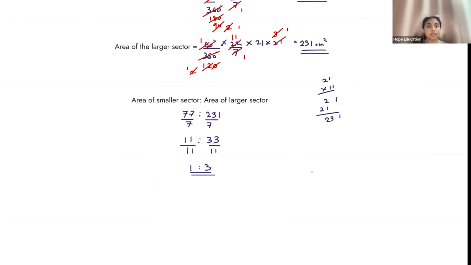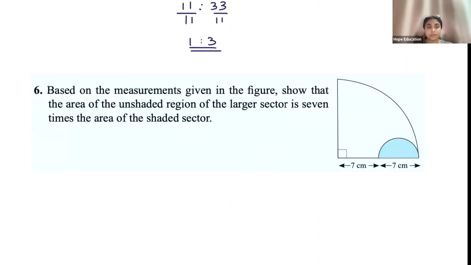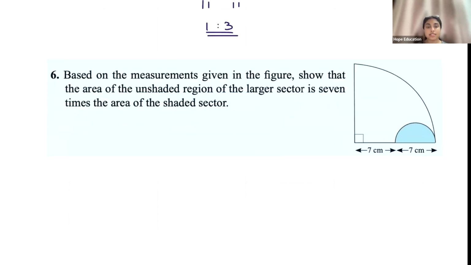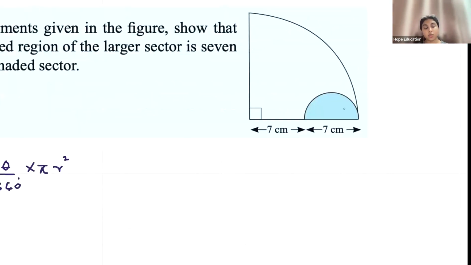Based on the measurements given in the figure, show that the area of the unshaded region of the sector is 7 times the area of the shaded sector. So let's first find the area of the shaded sector. Our formula we know is theta over 360 multiplied by pi r squared. The shaded part is a semicircle, so the angle at the center is 180. So I will write 180 over 360.